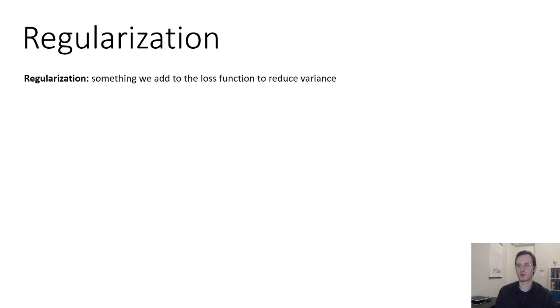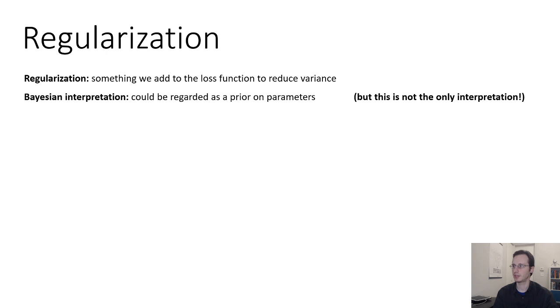Regularization, informally, is something we add to the loss function, typically to reduce variance, although not always. Perhaps one of the easier ways to understand regularization is through the Bayesian interpretation, which regards regularization as a prior belief about our parameters. I'll explain this in more detail shortly. But keep in mind, this is not the only interpretation. There are other ways to understand regularization too.